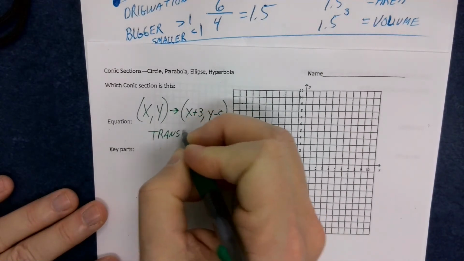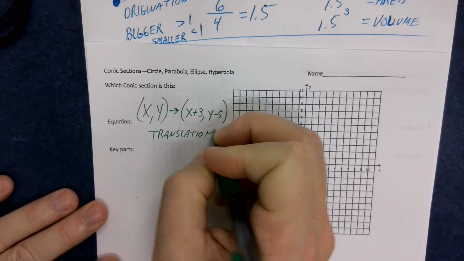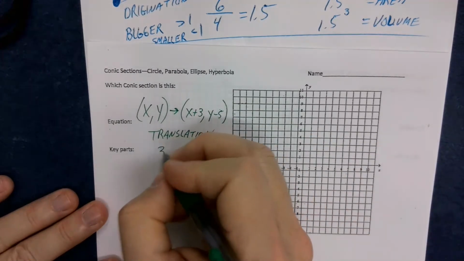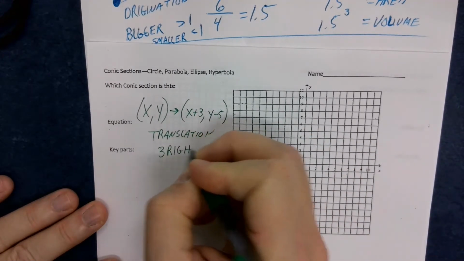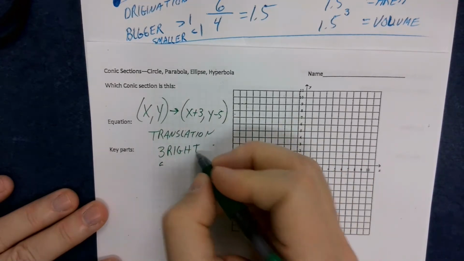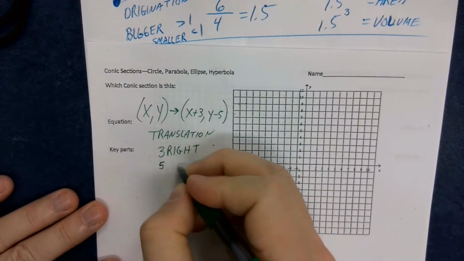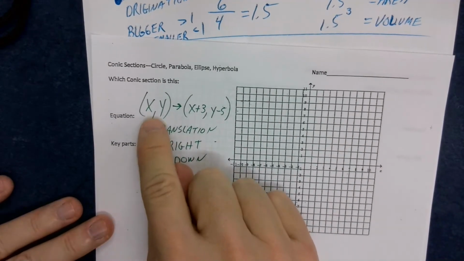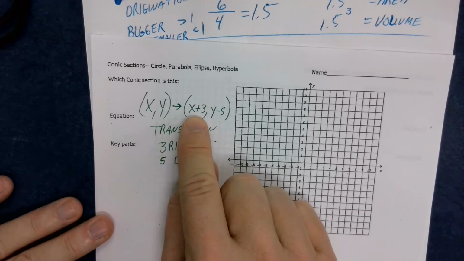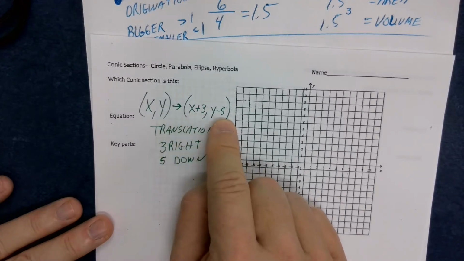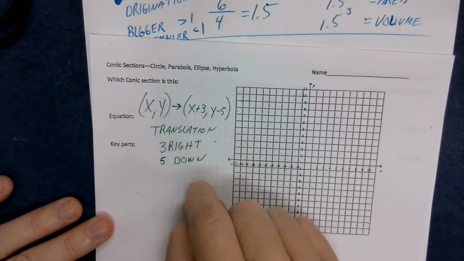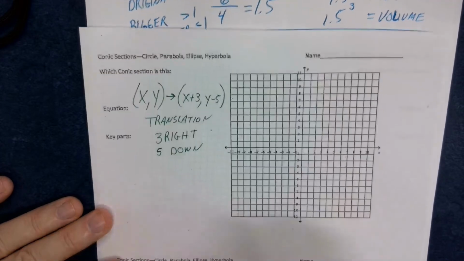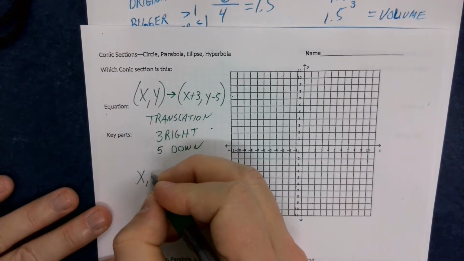Bell's, that is 100% a translation, and it should go 3 to the right and 5 down. So it takes any original xy coordinate and it's going to move it 3 to the right because it's x plus 3, and 5 down because it's y minus 5. And now people are kind of going, yep, yep, yep, makes sense. Is that good? Sweet.